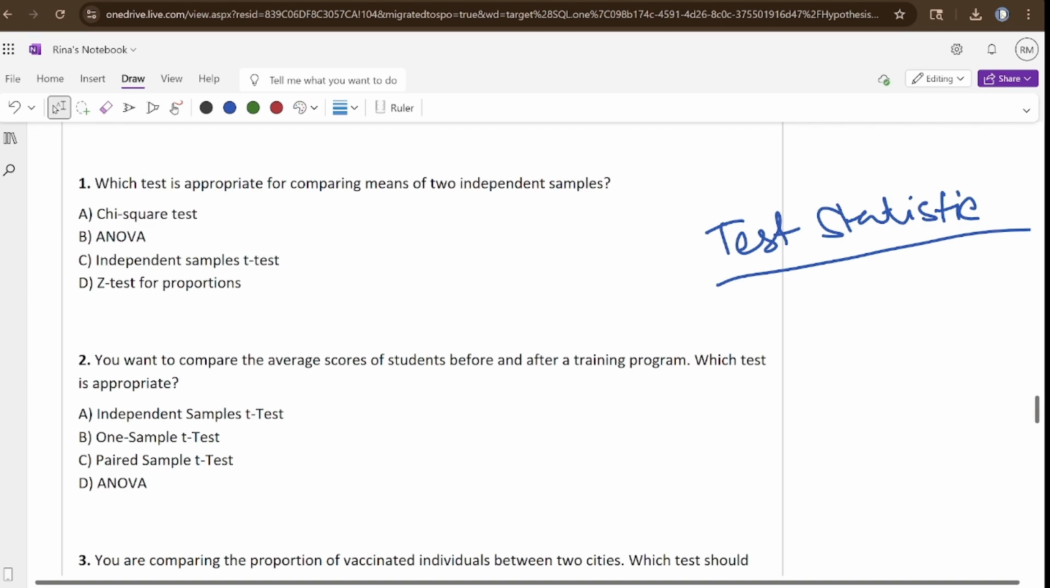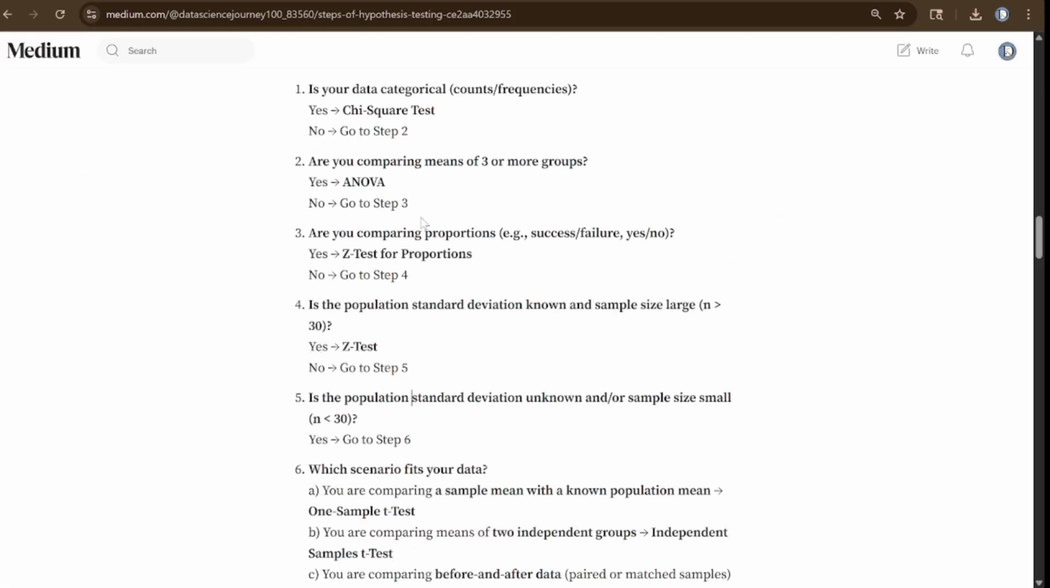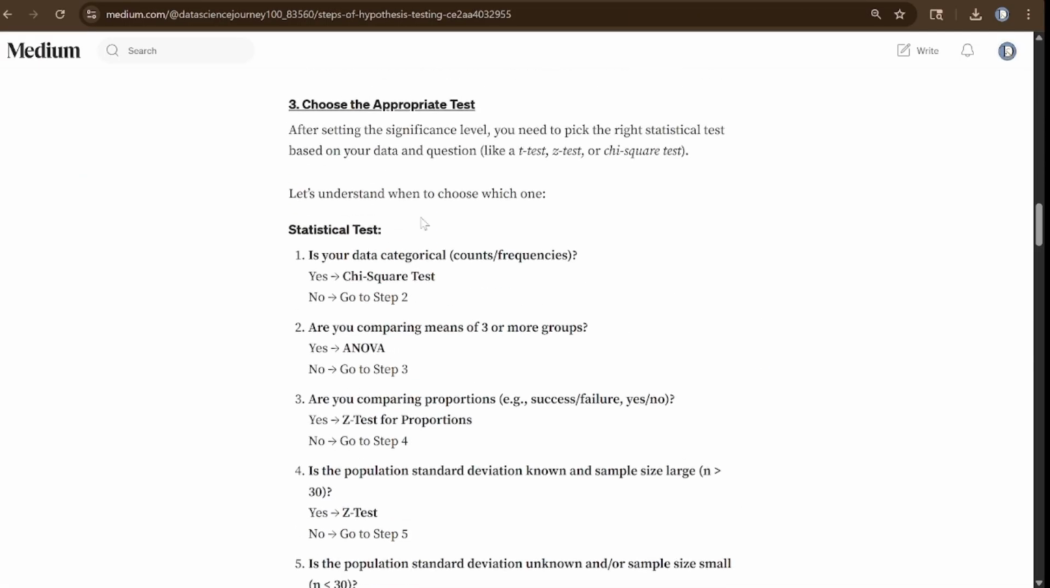Hi everyone, welcome back. Today we are going to do MCQs to understand how to choose appropriate test statistic. Okay, but before doing the MCQ, let me give you a small recap. See, you can choose chi-square, ANOVA, G-test and different types of t-test. But when to choose which one? That depends on your sample data.